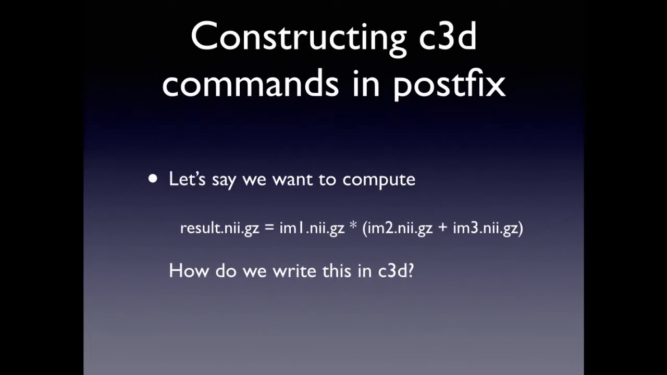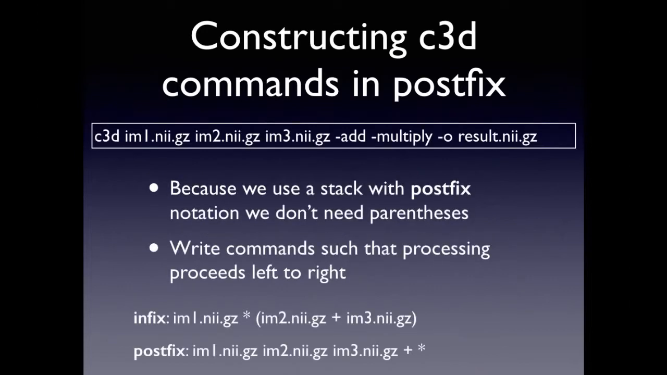So a little more complicated example, say we wanted to compute this expression, we wanted some result that is the product of image 2 plus image 3 and image 1. We would write that in C3D without parentheses and without worrying about operator precedence. We put the things on the stack and do them in the postfix order, and that way we don't ever have to use parentheses or anything like that. And everything just flows left to right.